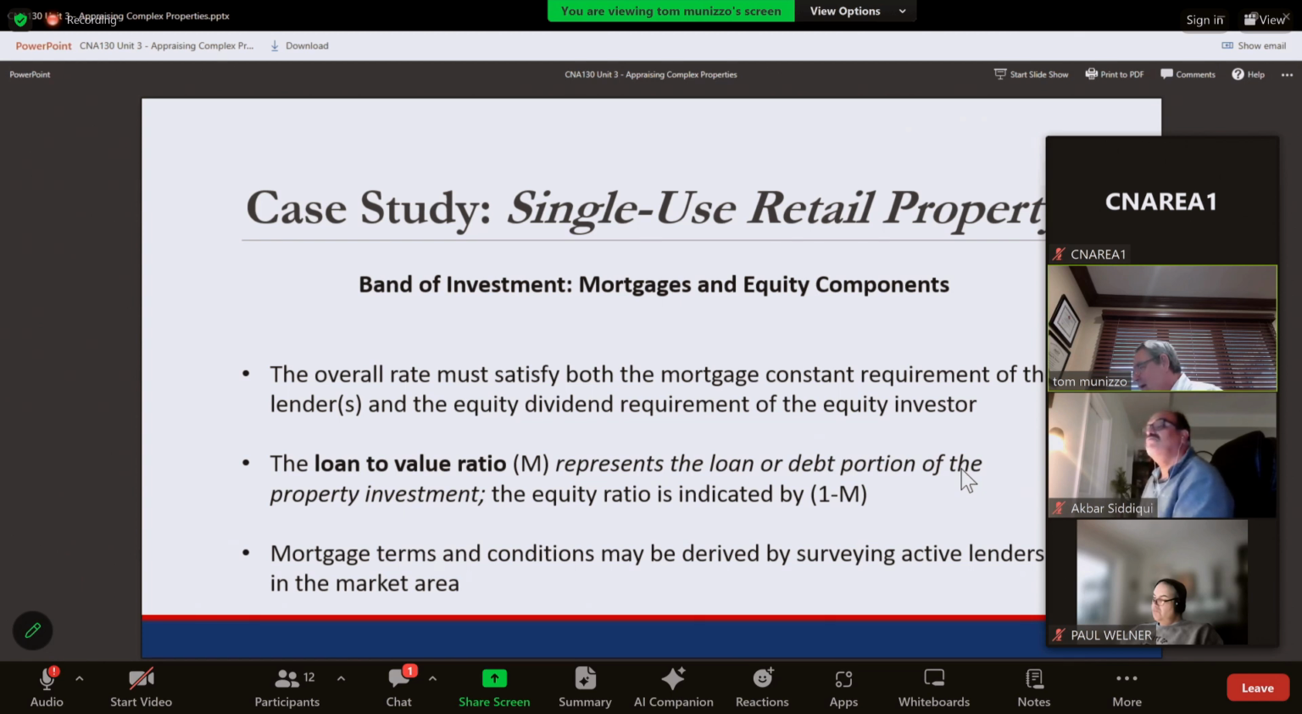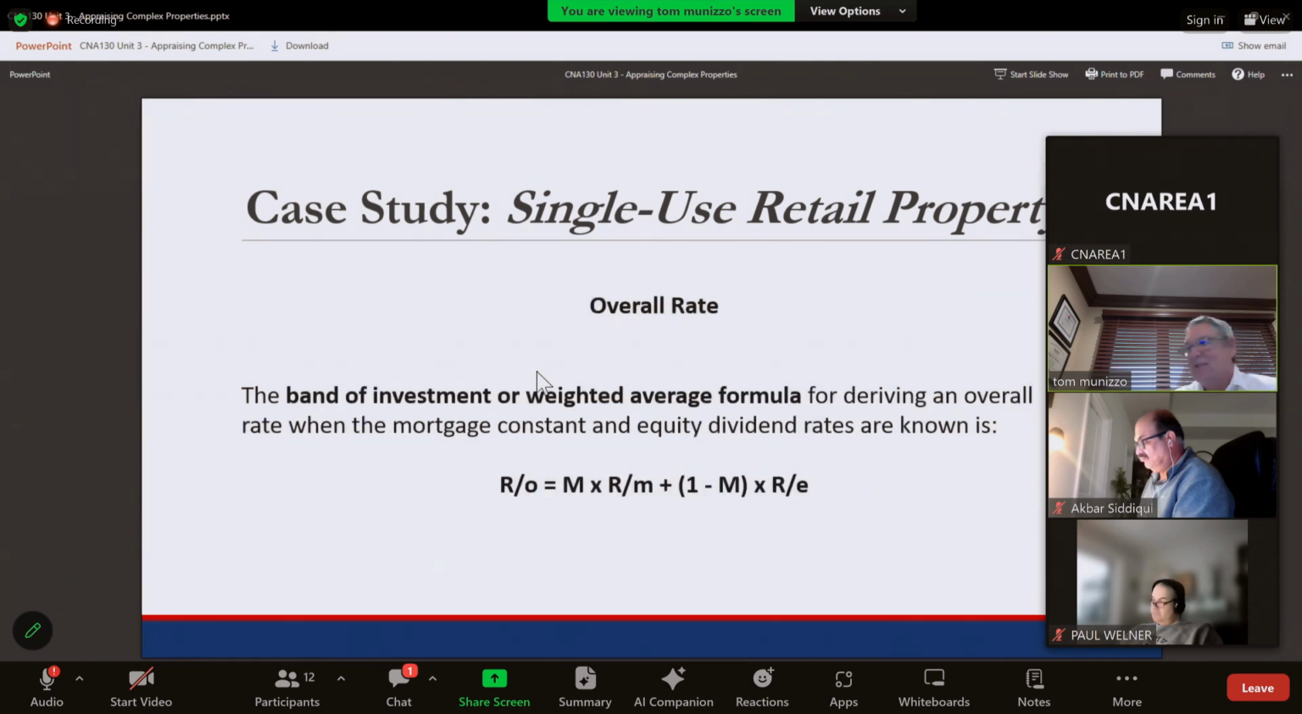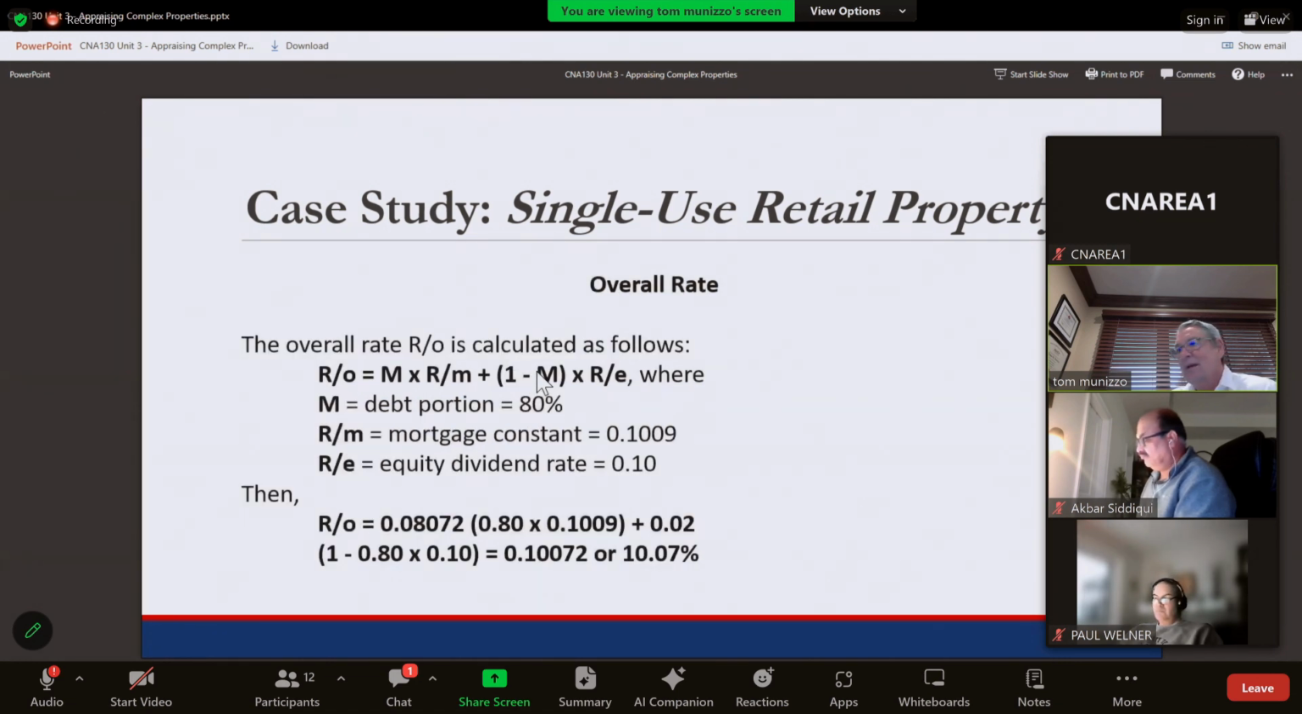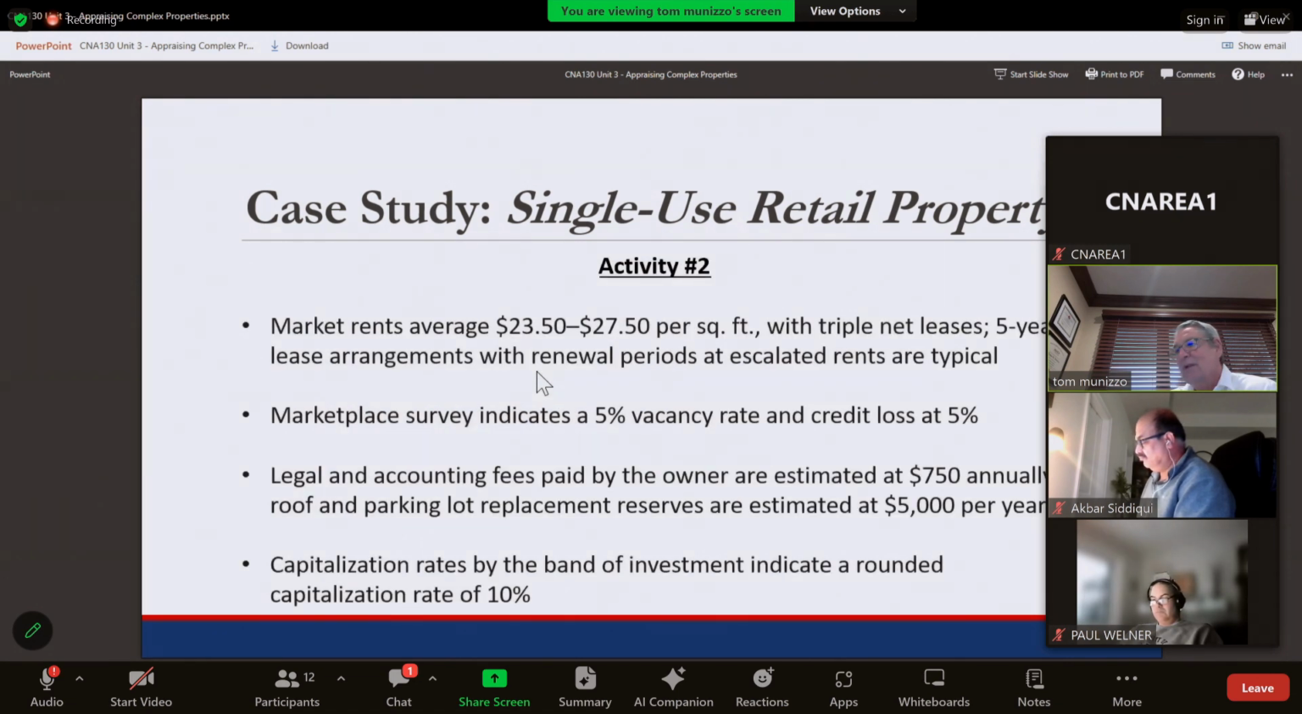All right. So let's look at the final case study. Final case study. Oh, well, let me skip. Hold on a second here. Activity 2.